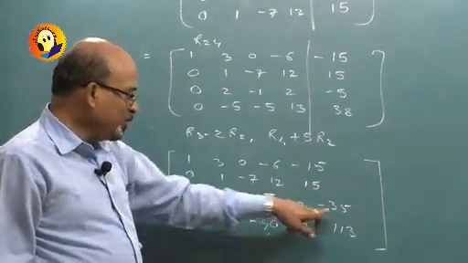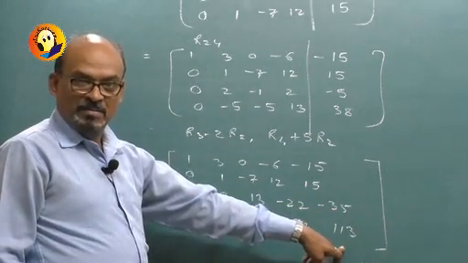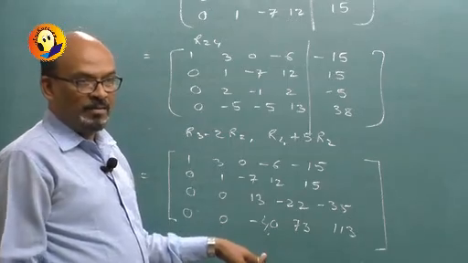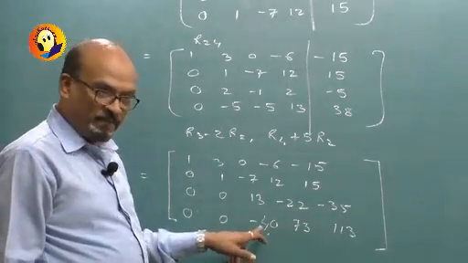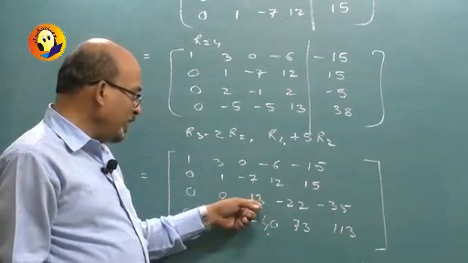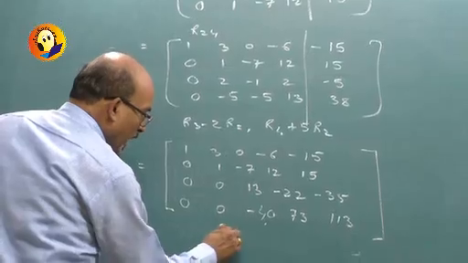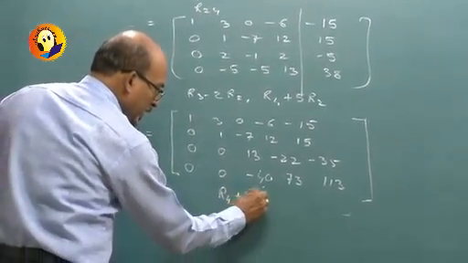Their sum is 35, their sum is 113. But we can't say that yes, now we have got it. You will have to make this 0. So how can you do it this way? I am going to do one trick in between. It is R4 plus 3 times R3.